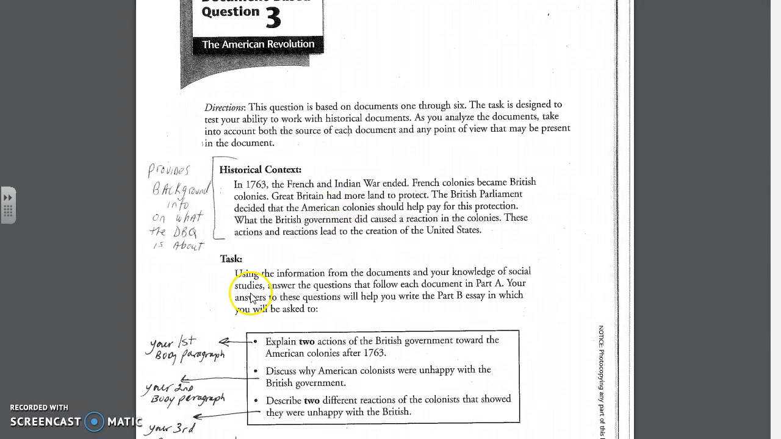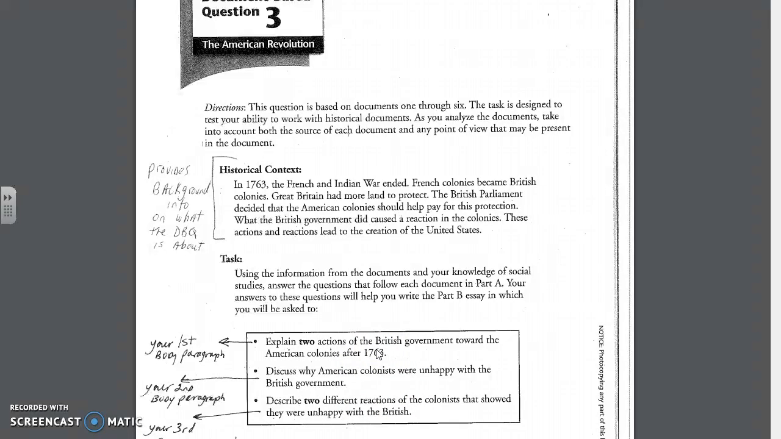And the task, as we explained in class: using information from the documents and your knowledge of social studies, you'll need to answer the question that follows each document in Part A. Your answers to these questions will help you write the Part B essay, in which you'll be asked to do 3 things. And you'll notice we've got tasks 1, 2, and 3 down here. Each of these tasks, guys and girls, is going to relate to a particular body paragraph of your essay. Because we have 3 tasks, we're going to have 3 body paragraphs in our essays.